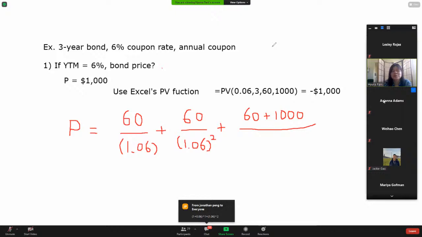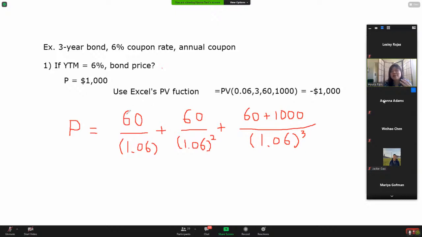Yeah, good job, Jonathan. Thank you. So I understand what you are saying. Yeah, it should be, but it's not. I think you're understanding the discounting, but your equation is inaccurate. So take a closer look at this. This equation should be 1 plus 6% discount rate to the power of 3.